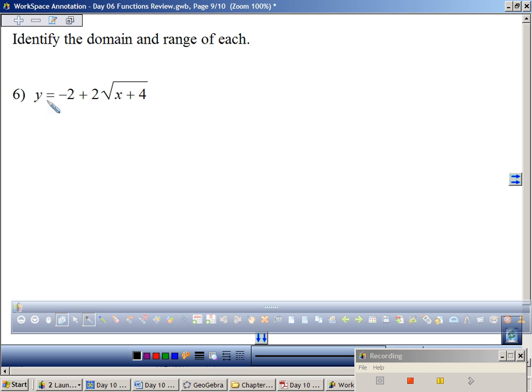Okay, so number 6. Y equals -2 plus 2 times the square root of x plus 4. Identify the domain and range of each. So my steps. Number 1. First of all, that's not like in vertex form, right? So we're going to rewrite it to look like this.